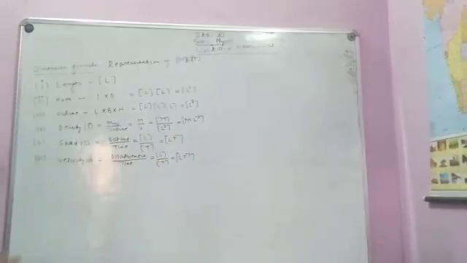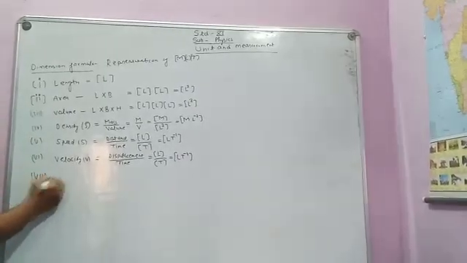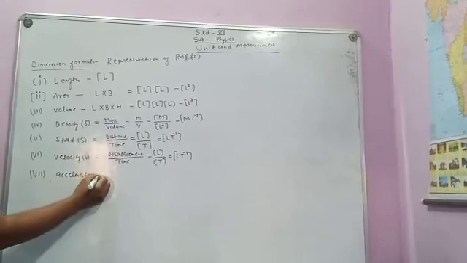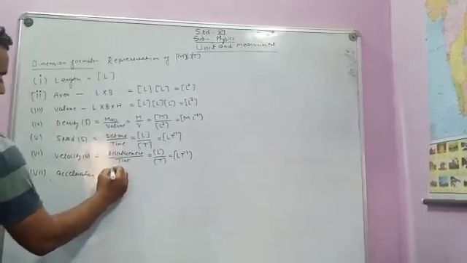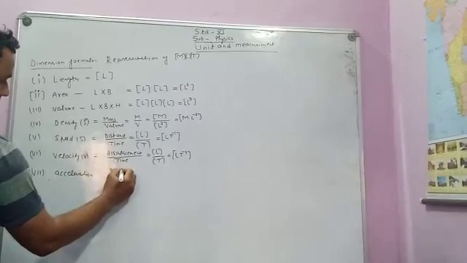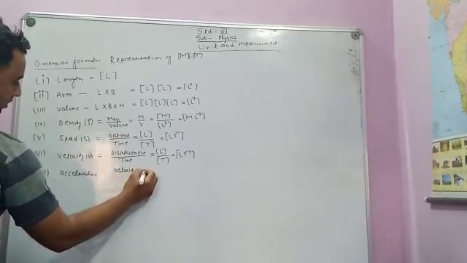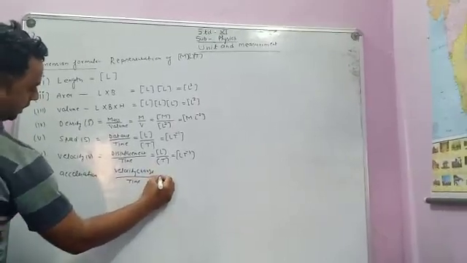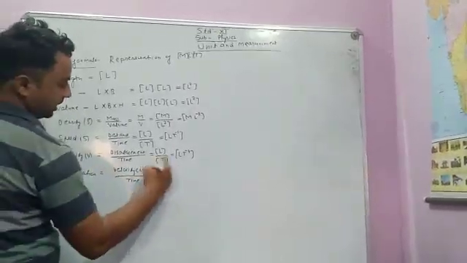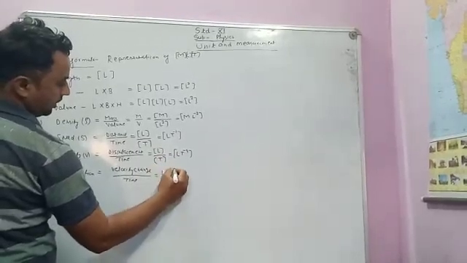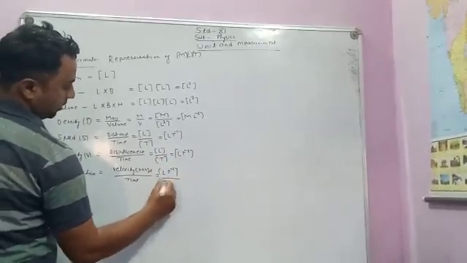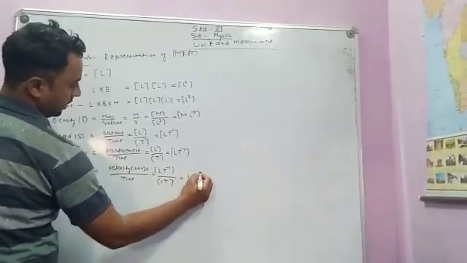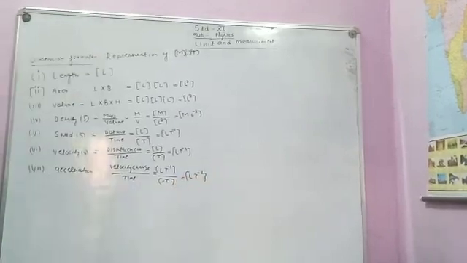After that we discuss the next basic formula, acceleration. What is acceleration? Velocity change upon time. What is the dimensional formula of velocity? L T inverse, upon time T, and the dimensional formula is L T to the power minus 2.